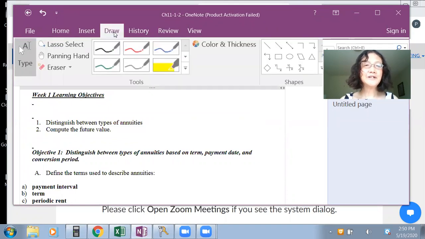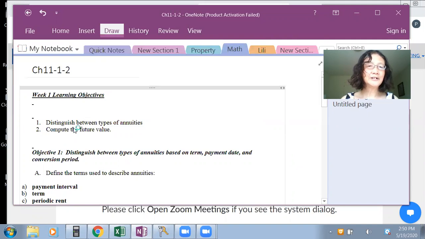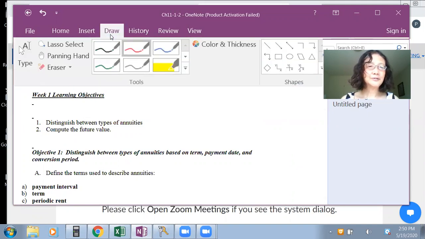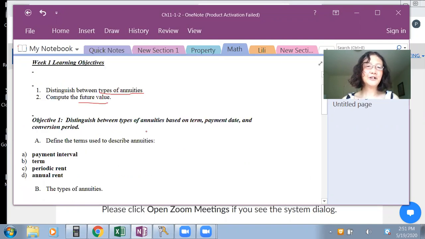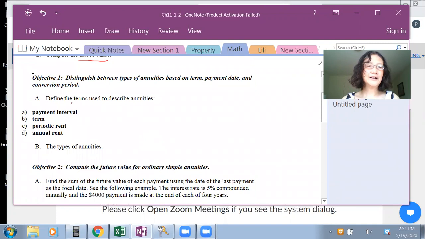There are two objectives in this video. One is to distinguish between types of annuities based on term, payment date, and conversion period. The second objective is to compute the future value for ordinary simple annuities. So first, we are going to give some definitions of the terms used to describe annuities.